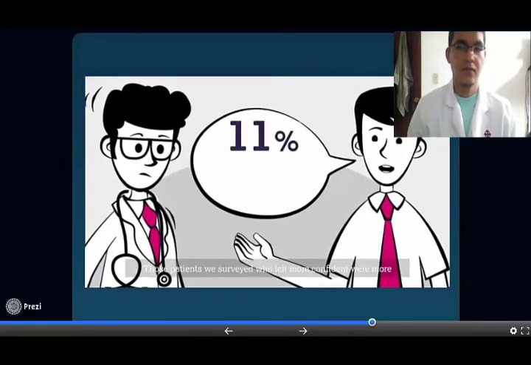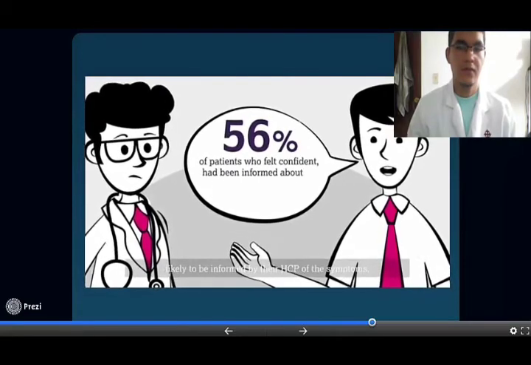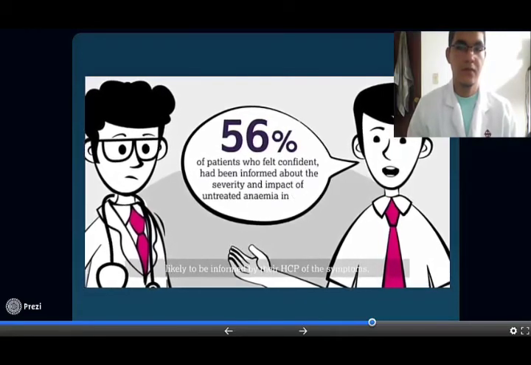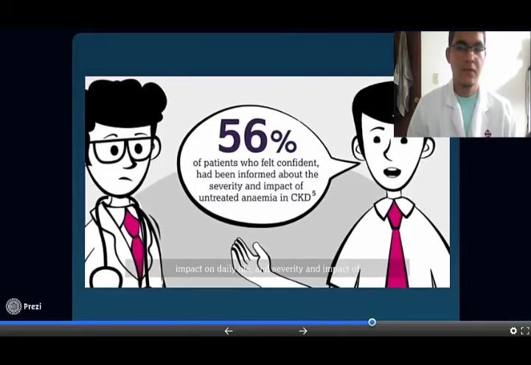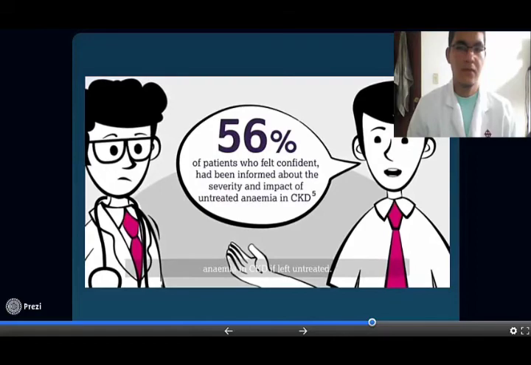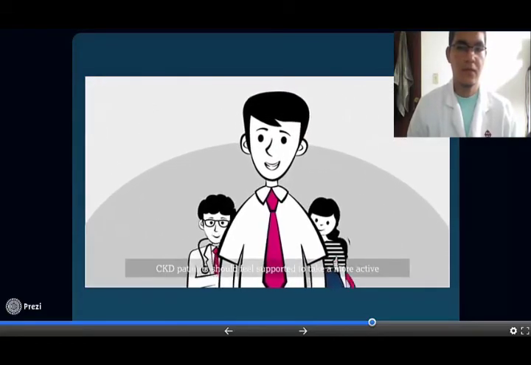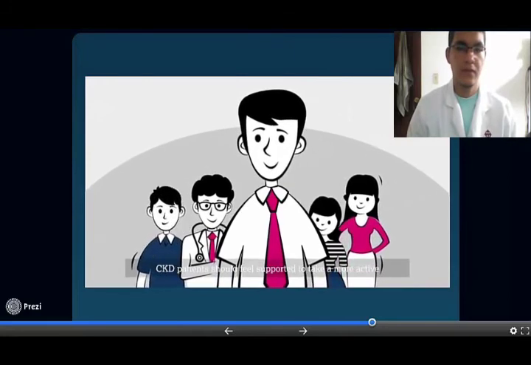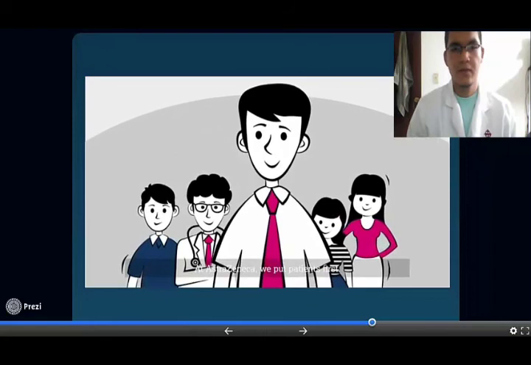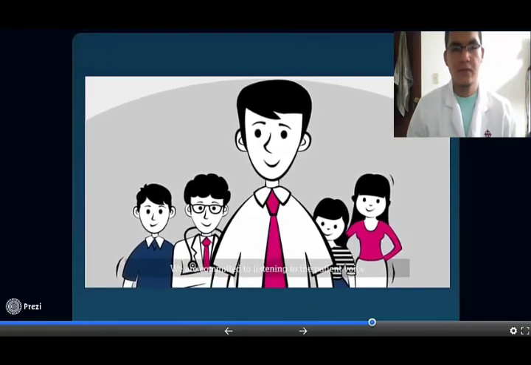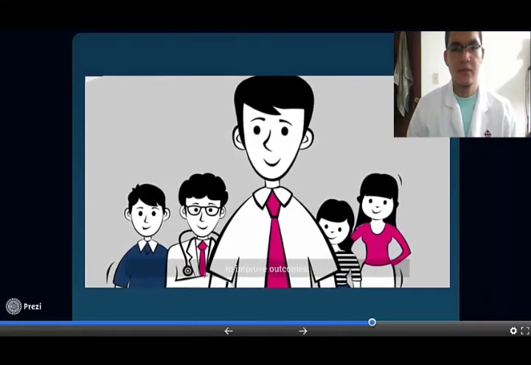Those patients we surveyed who felt more confident were more likely to be informed by their healthcare professional of the symptoms, impact on daily life, and severity and impact of anemia in CKD if left untreated. CKD patients should feel supported to take a more active role in managing their anemia. At AstraZeneca, we put patients first. We are committed to listening to the patient voice to improve outcomes.